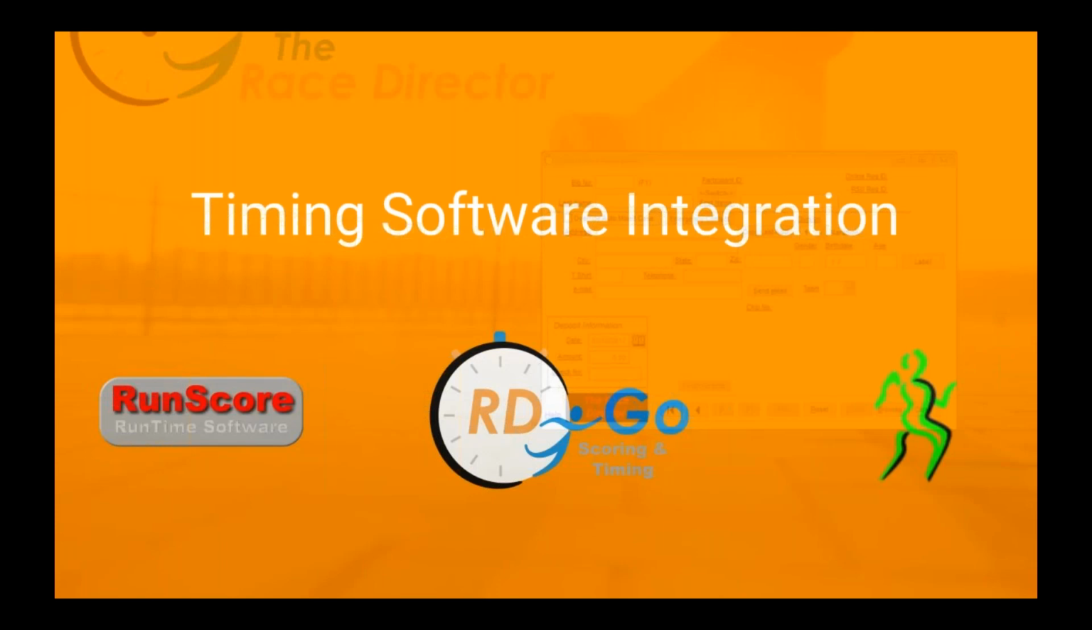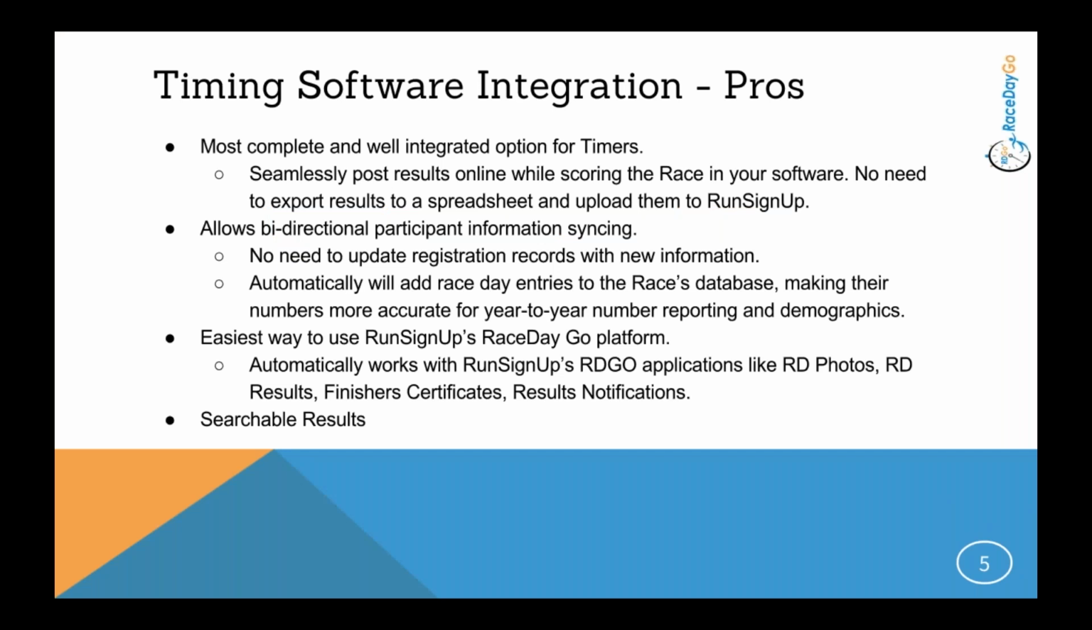The first set is our timing software integrations, like I had said: RunScore, RaceDirector, and AG. I want to go over the pros and why I'd want to use a timing software integration. It's the most complete and well-integrated option for timers. It seamlessly posts online results while scoring the race in your software. There's no need to export results from a spreadsheet and upload them to RunSignUp. What this means is you get instantaneous results uploading as you're scoring an event.